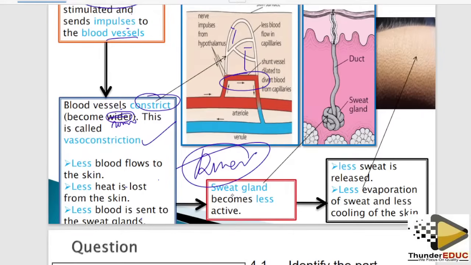If less blood is sent to the sweat gland, the sweat gland is going to become less active. What happens if you put less food in the mouth? Definitely, you'll chew less. That's the same thing. Meaning that here, you see less sweat is being produced. You won't have that much sweat, like in winter. Yes, less sweat is released and then less evaporation. And if less evaporation is happening, it means that there will be less cooling of the body. Then you'll be like this.